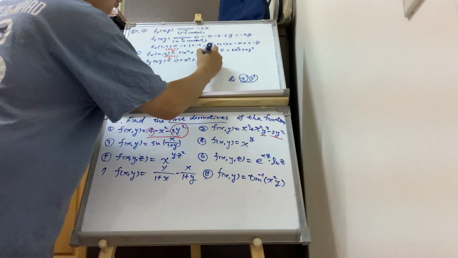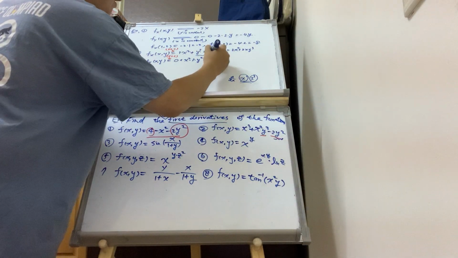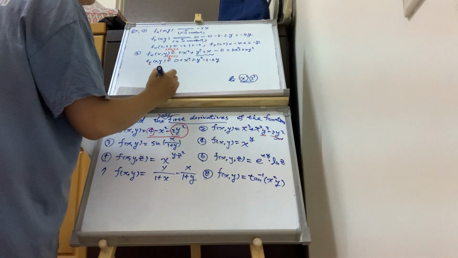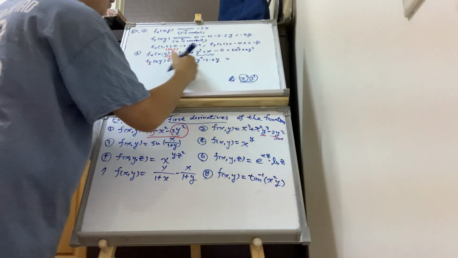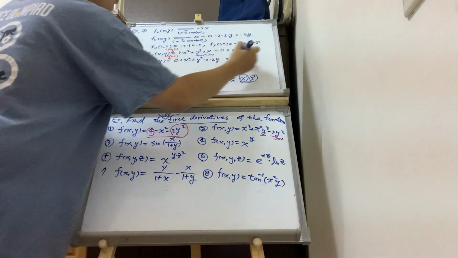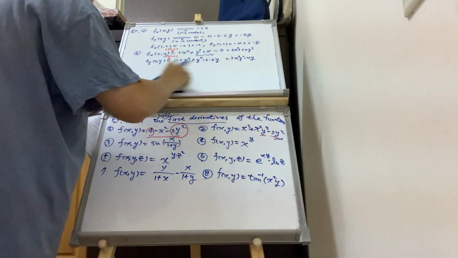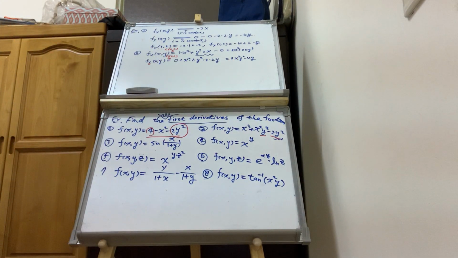And subtract 2 times y squared's derivative. Y squared's derivative, put down the 2, so it's 2y. So here is 3x squared y squared, subtract 4y. So it's the second one.